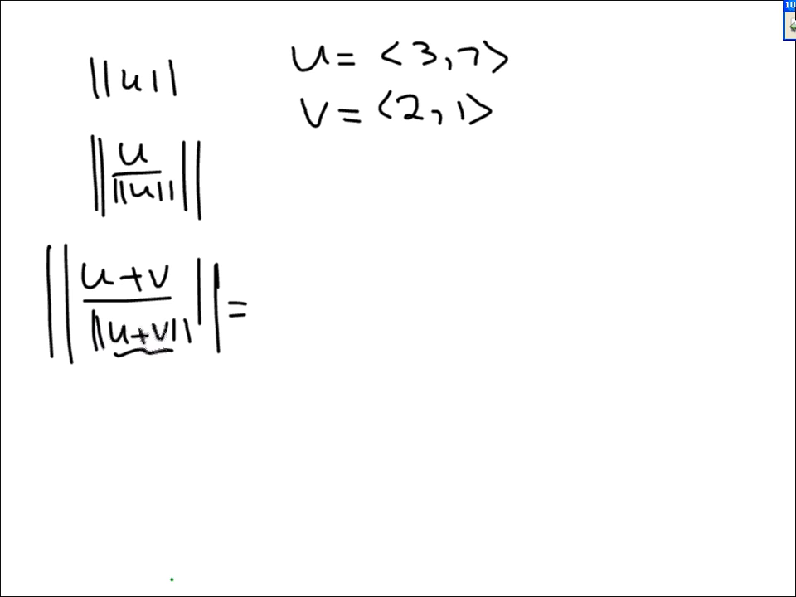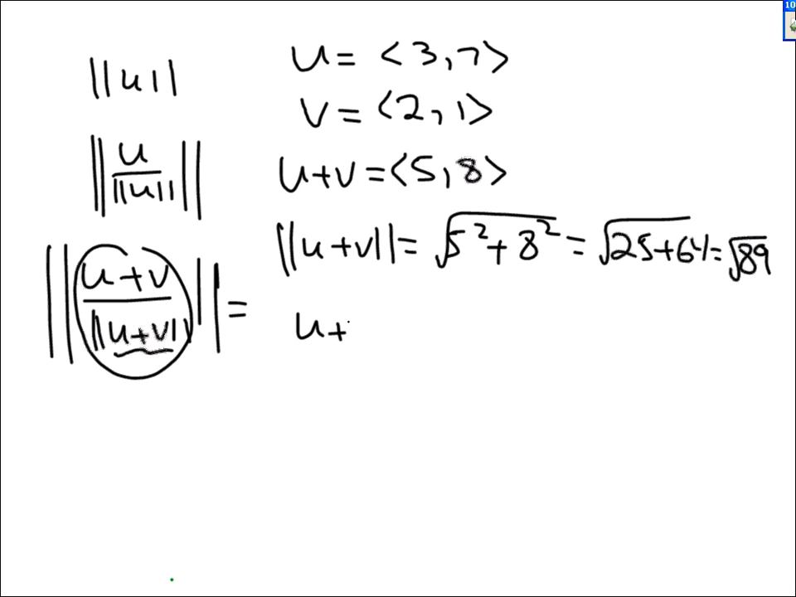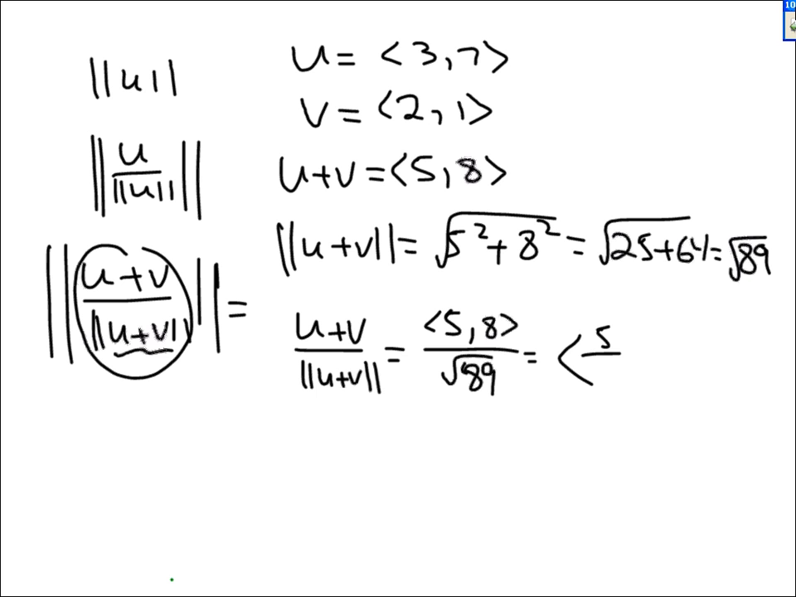First, let's find out what u plus v is. U plus v is 5, 8. What is the length of u plus v? Square the 5, square the 8, add them up, square root. 25 plus 64, which, if I'm not mistaken, is 89. The square root of 89 is the length. So u plus v divided by the length of u plus v is 5, 8 divided by the square root of 89. That is, 5 divided by the square root of 89, comma, 8 divided by the square root of 89.